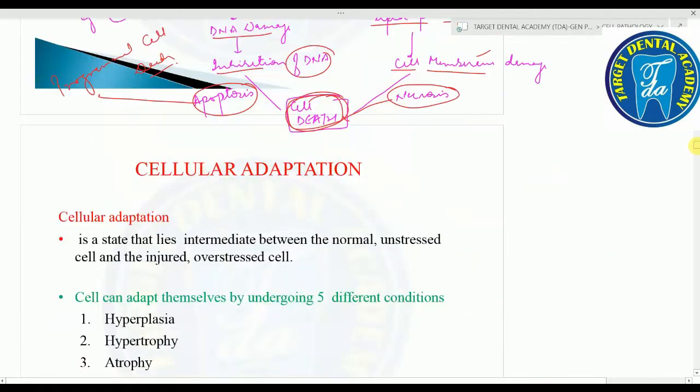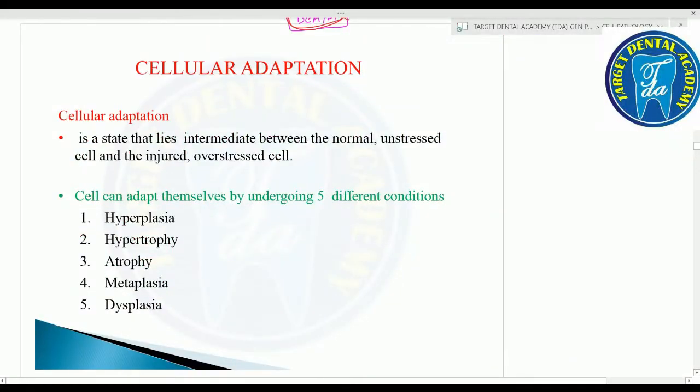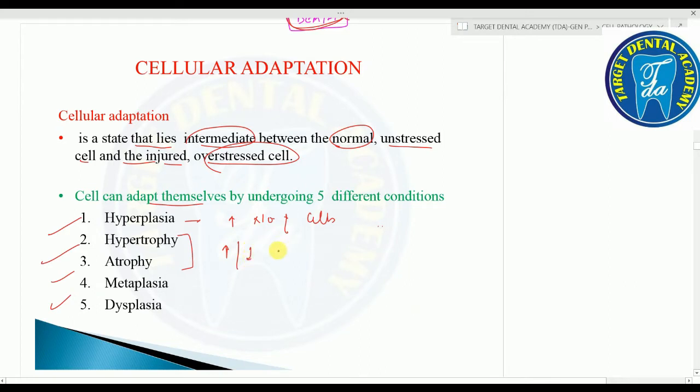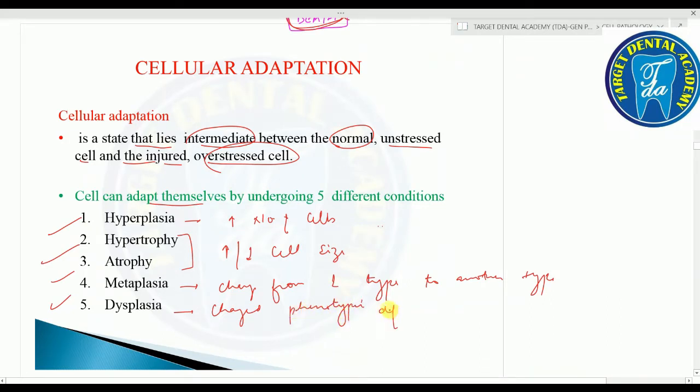Fine. So after this, now coming on to the cellular adaptations. The cellular adaptation is a state that lies intermediate between the normal unstressed cell and the injured overstressed cell. So the cell can adapt itself by undergoing these 5 conditions. Number 1 is hyperplasia, which means an increased number of cells. Hypertrophy and atrophy mean an increase or decrease in cell size. Metaplasia means a change from one type to another type. And dysplasia means a change in phenotypic differentiation.